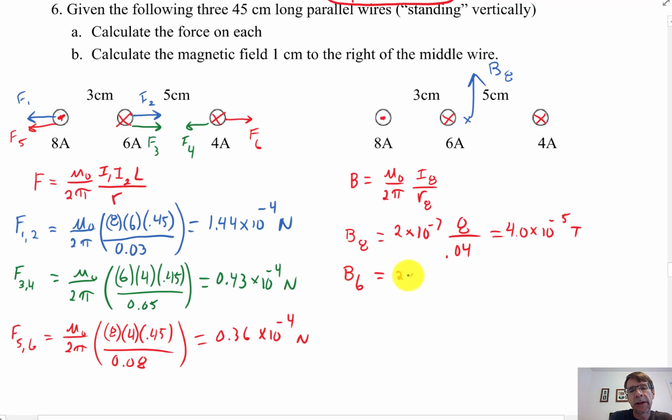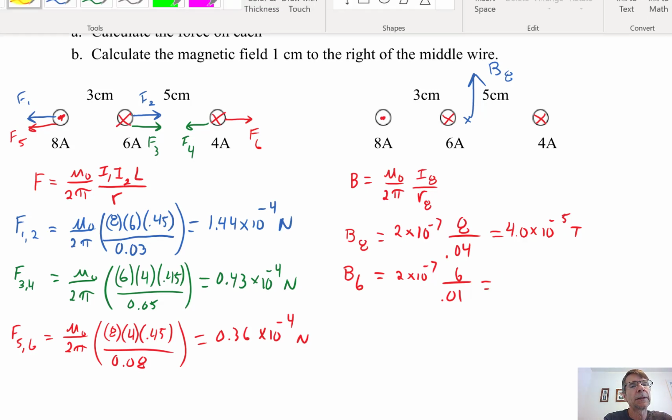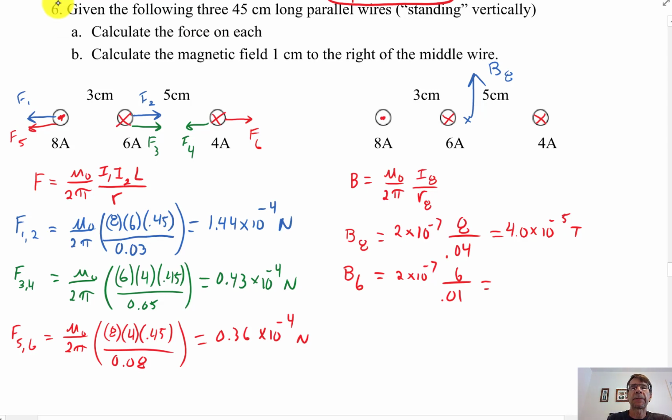B for wire number 6 is going to be 2 times 10 to the negative 7th times 6 over 0.01. But before I calculate that, for wire number 6, I'm going to draw this and then erase it. So what would the magnetic field look like? I'll switch back to blue again. For wire number 6, I'd have to stick my thumb towards the floor, and the magnetic field would circle around like this. So the tangent for that one will be this way. That'll be B6, towards the bottom of the page. I'll erase that, except for that last vector.